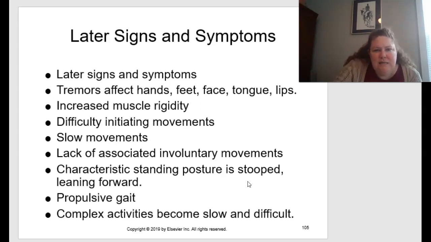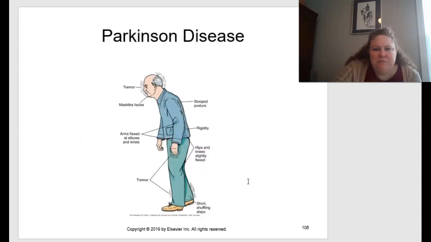Some later signs and symptoms include tremors that can affect the hands, feet, face, tongue, and lips. You can also have increased muscle rigidity, difficulty in initiating movements, slow movements, a lack of associated involuntary movements, the characteristic standing posture, which is going to be the next slide, and it's stooped and leaning forward. You also have a propulsive gait, partially due to stance, and then complex activities become slow and difficult.